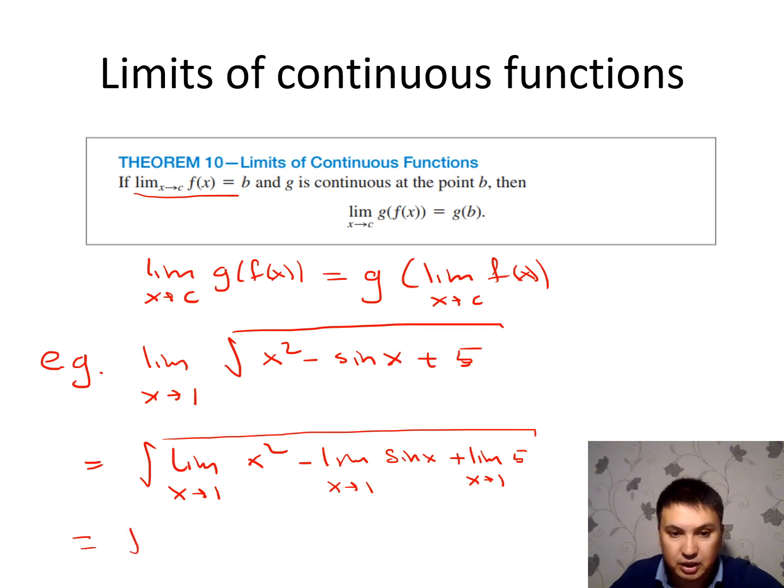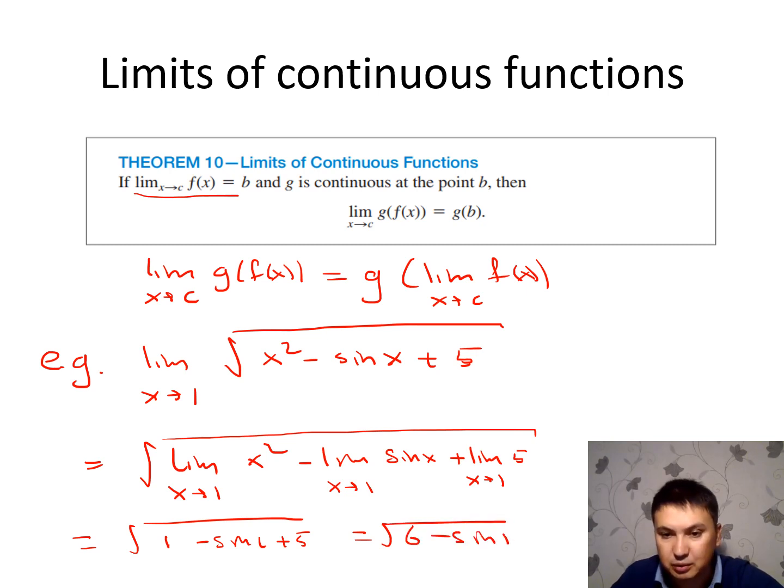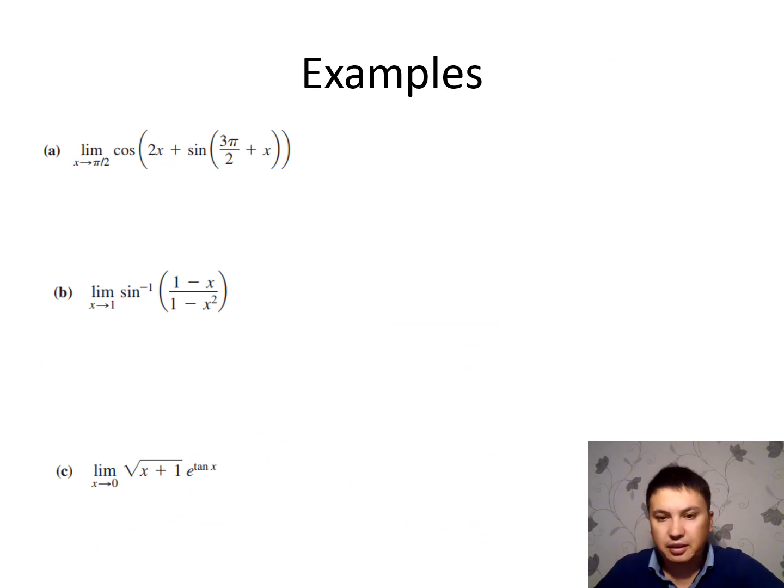And then evaluate each limit separately. So the limit of x squared is 1, the limit of sine of x is sine of 1, and the limit of 5, because it's a constant, is 5. So this is simply the square root of 6 minus sine of 1. If you know what sine of 1 is, then we will be able to compute it, but this is valid, right? So essentially, because of this, when we know that the functions are continuous, taking a limit is just evaluating the function at the limit point. So here are the 3 examples.